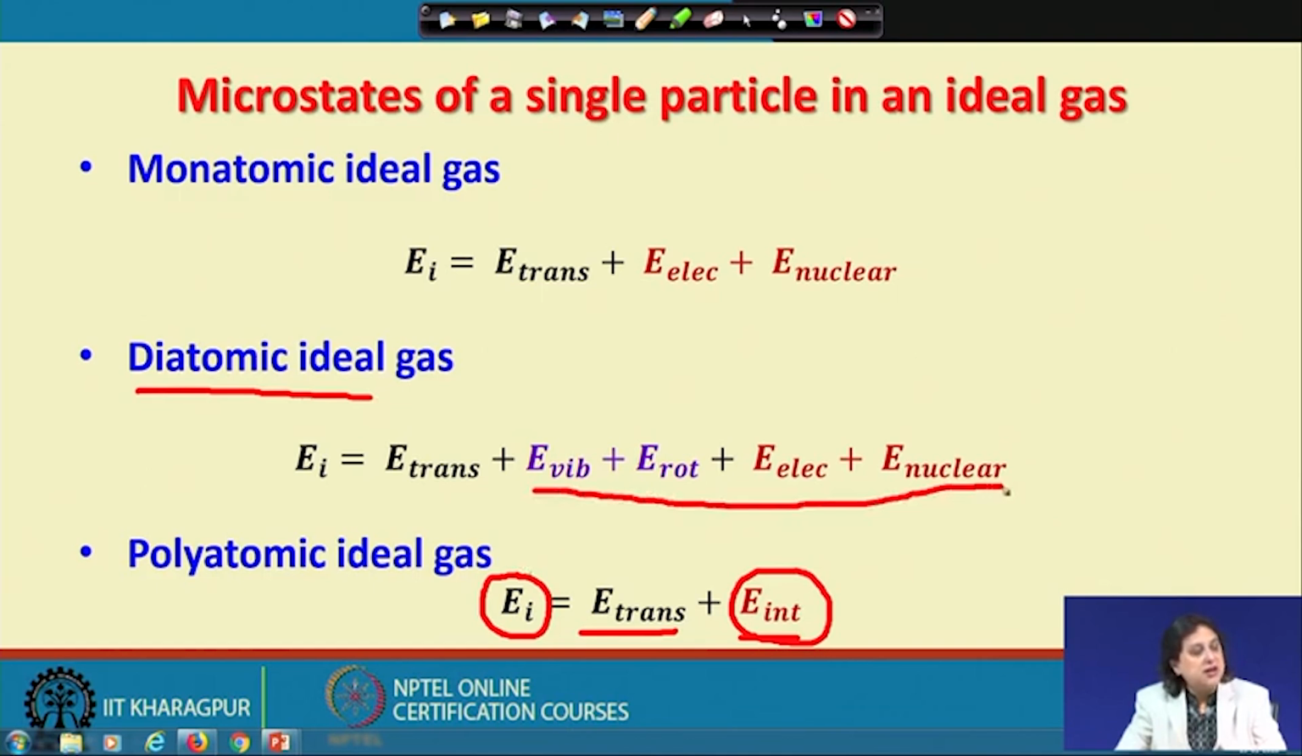And then, especially in this lecture for the diatomic case, we will try to understand how this internal structure can be separated into contributions coming from vibrational motion of the single chemical bond that is present, rotational motion of the molecule itself, and also the contributions of electronic and the nuclear energy levels.